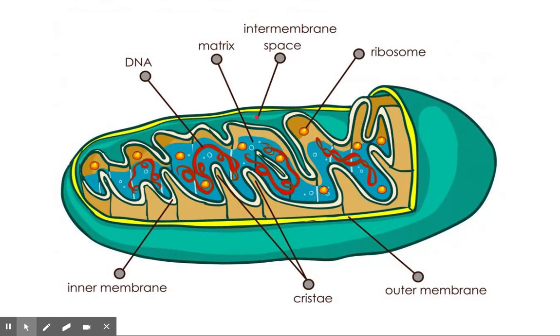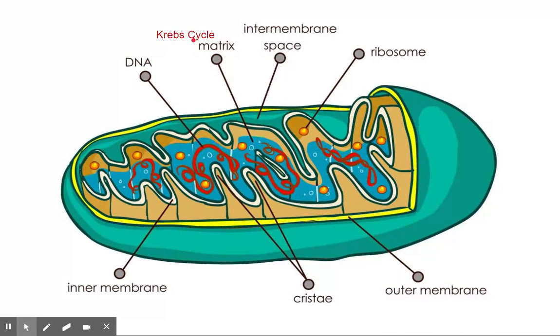And then there's space, the intermembrane space, and that's between the outer membrane and the inner membrane. And then on the inside of the inner membrane is an area called the matrix. A couple things here. The matrix, the blue stuff in here, that's where the Krebs cycle actually takes place.